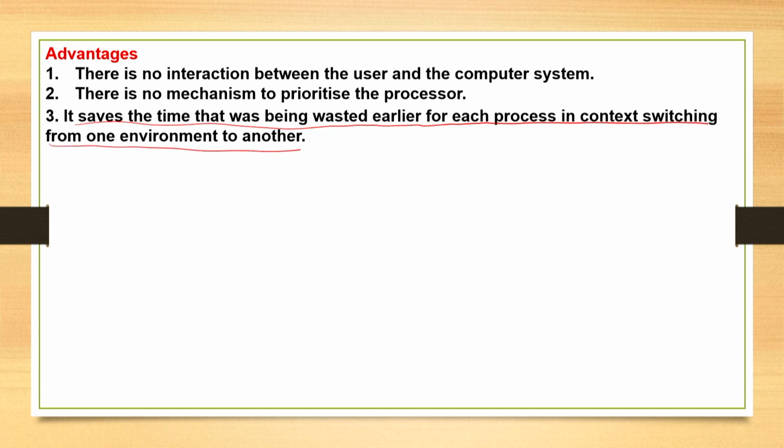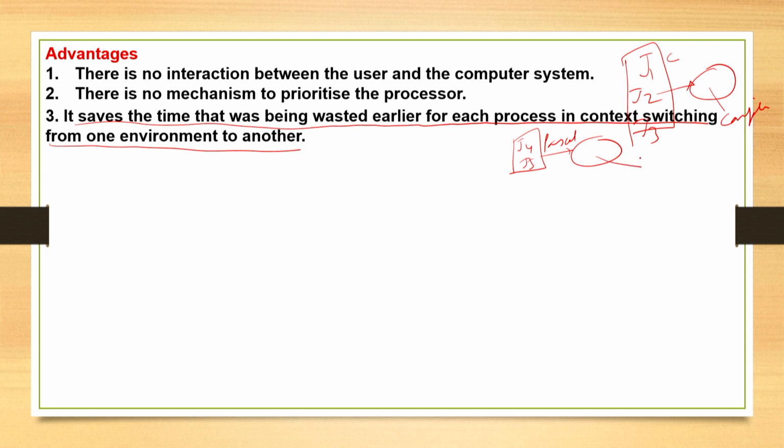Why is it so? Because J1, J2 and J3 are similar type of jobs. If I submit them to the computer, say they are written in the C language, they will need a C compiler for their execution. Once that is over, I will execute J4 and J5, say these are written in Pascal. For execution of Pascal, I need the compiler of Pascal.